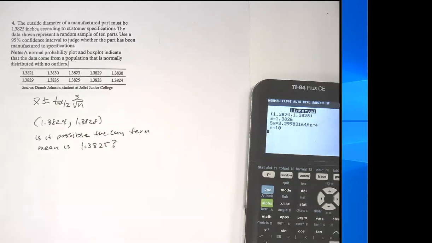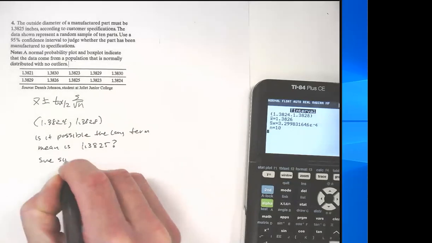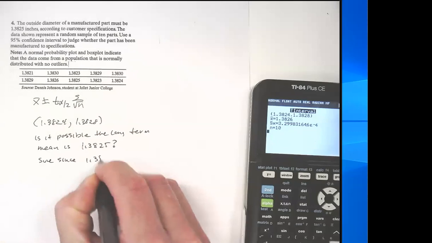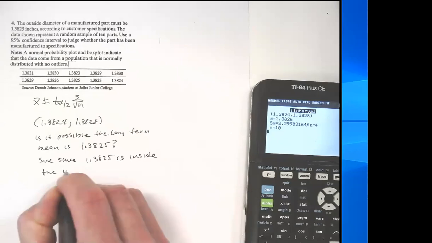I'm at Andrew. What do you think? Is it possible? Yeah, because it's in between the two. Yeah, sure. Since 1.3825 is inside the interval.